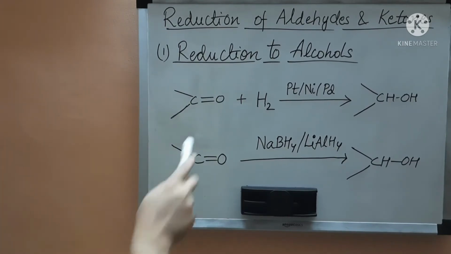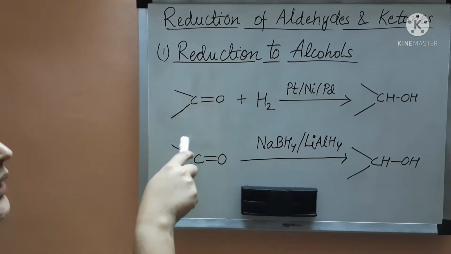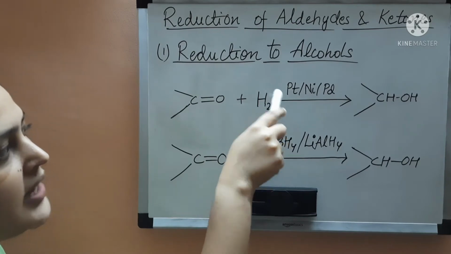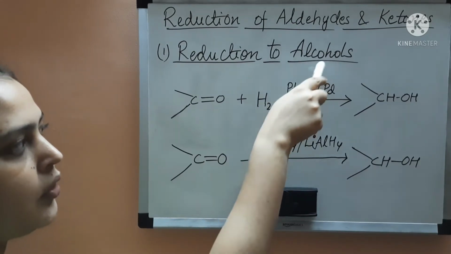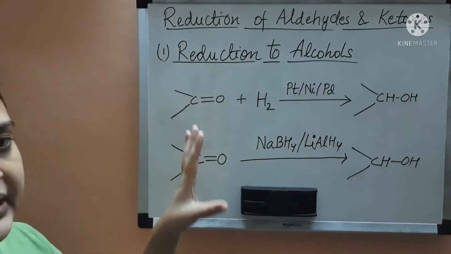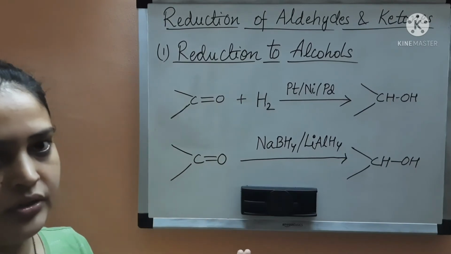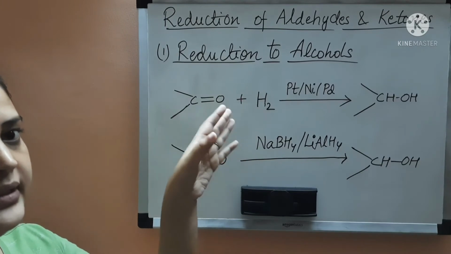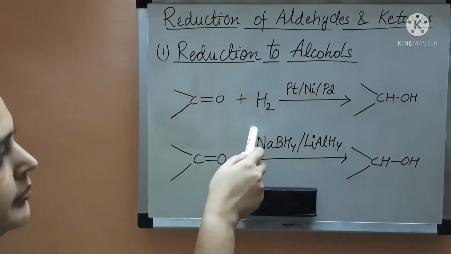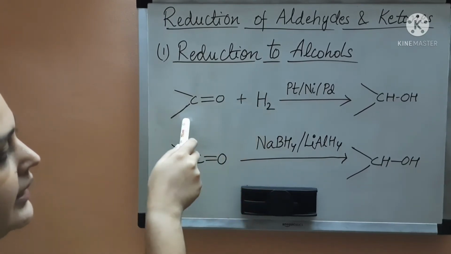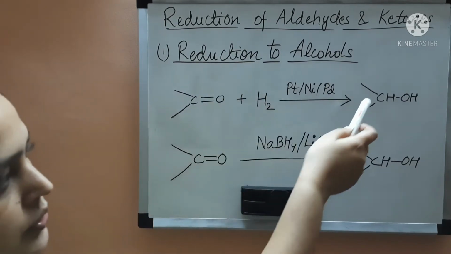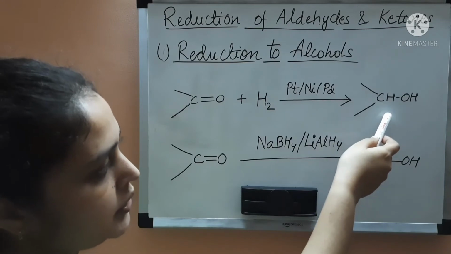So here we are taking the aldehyde or ketone and we are adding hydrogen, H2, in the presence of a catalyst: platinum, nickel or palladium. So this is basically a catalytic hydrogenation reaction because we are using a catalyst and also hydrogen as the reactant. So what will happen? The hydrogen atoms will add on the carbonyl carbon and oxygen atom. So here it becomes the alcohol molecule.